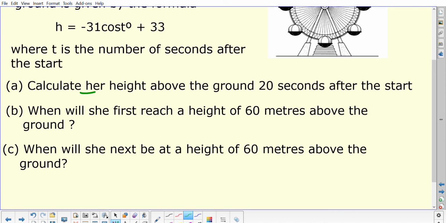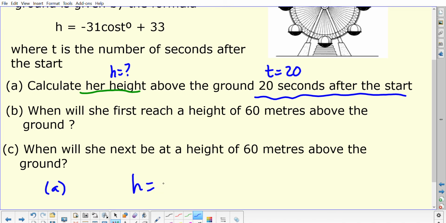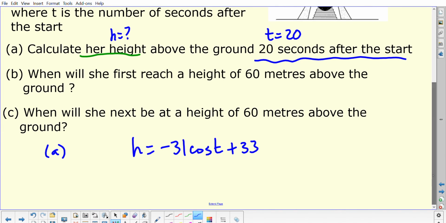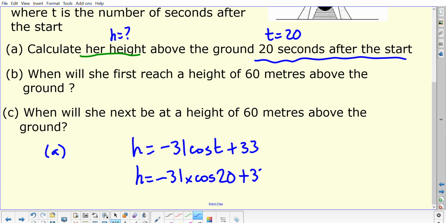So you're having to work out the height. That means you're having to work out h above the ground 20 seconds after the start. So that's essentially telling you the value of t, and you need to work out what h is equal to. So we will do part A by subbing into our formula, minus 31 cos t plus 33. So if we sub in, we get h equals minus 31 times cos of 20 plus 33.